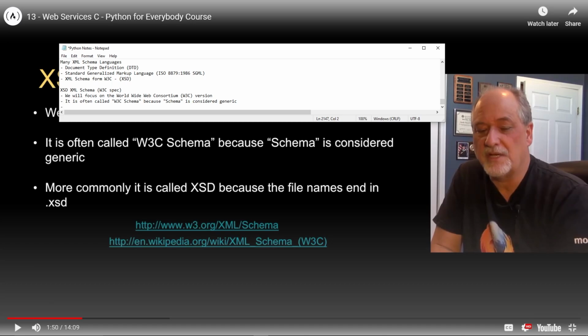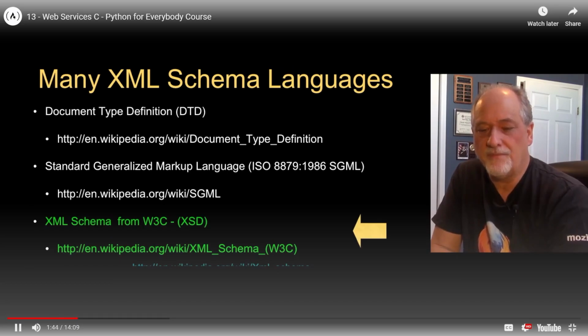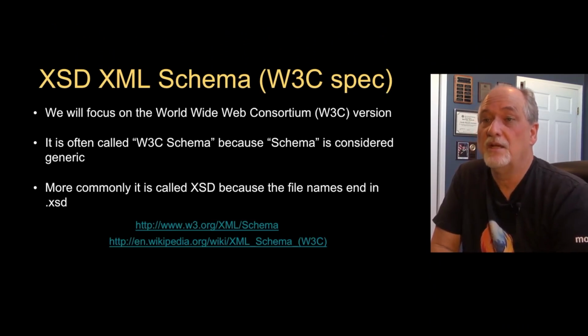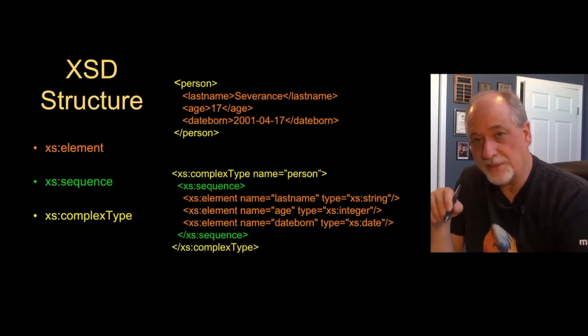So, okay, I don't care. I mean, whatever. More commonly, it is called XSD because the file names end in .xsd. Okay. So that explains that riddle. Often you'll find files that have suffixes of .xsd that actually contain the XML, just like we're going to show you. So if you recall, there are simple elements.